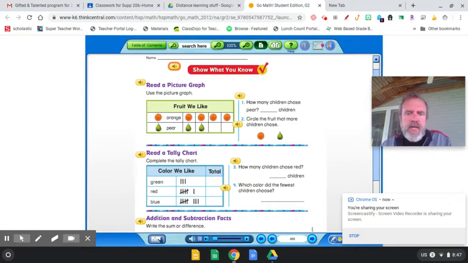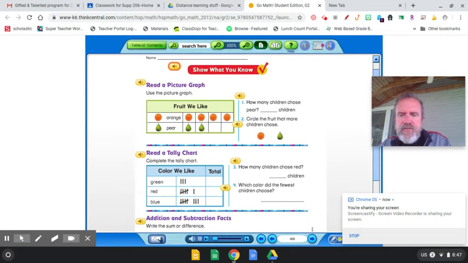So, we're starting a new chapter in math. It's chapter 10. It is on data collection, reading data, and graphs. Data is just numbers that help you keep track of things, and graphs help you to show your data to other people. So, you're going to need your big math book.